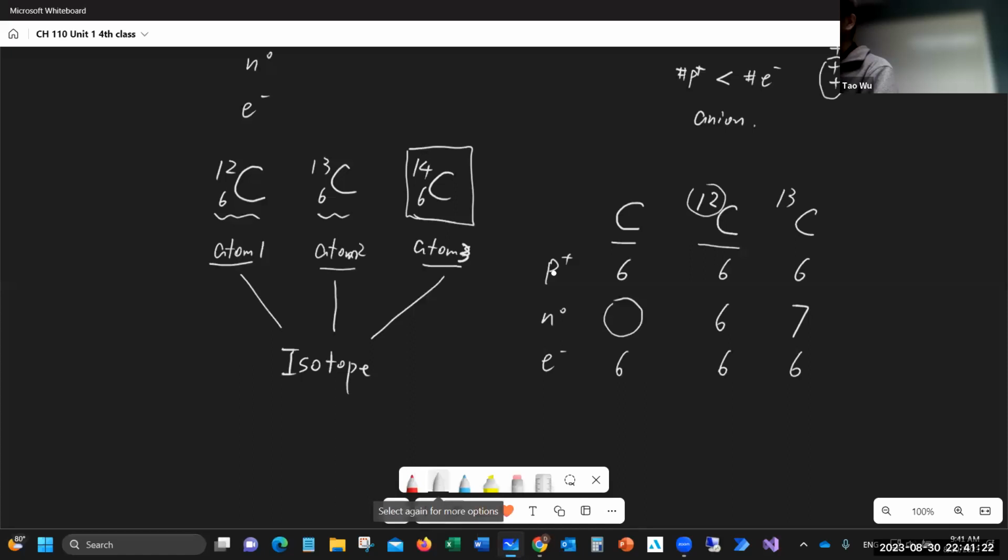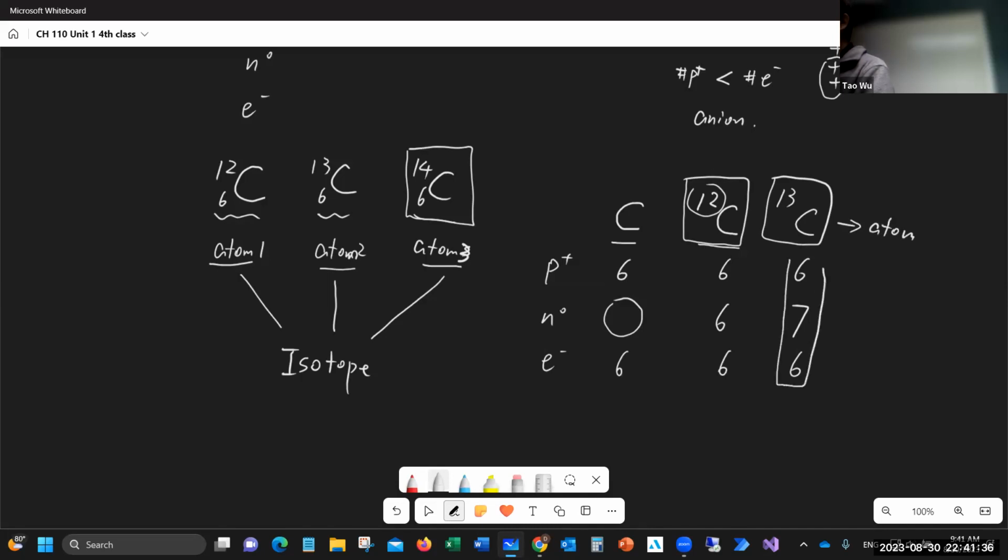That's why each of these is one kind of atom, because as long as you know how many protons, neutrons, and electrons are in the particle, you can identify what kind of atom it is. But this one just gives you a general idea of what kind of element it is. The carbon C is just the general element.